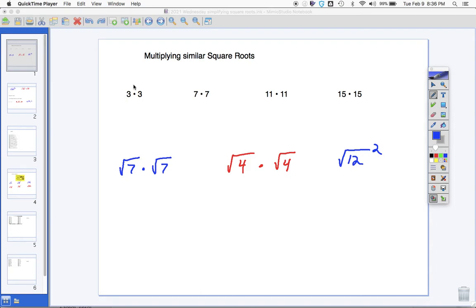Today we're going to talk about multiplying similar square roots as well as simplifying radicals. So my goal is to get this video done between 10 and 15 minutes, so I don't want to waste any more time, so let's get after it. If you look at this first page, it's going to be a little bit of review.